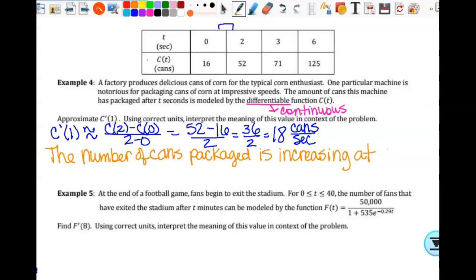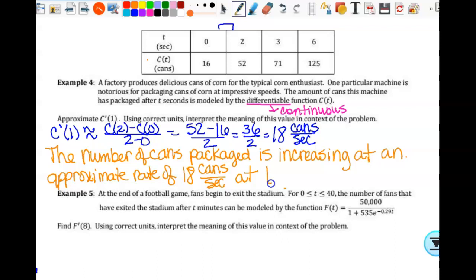At an approximate, right? Approximate rate of what? 18 cans per second. Cans per second at t equals what? 1 second. Okay. We good on that?